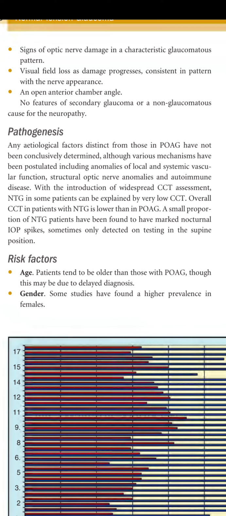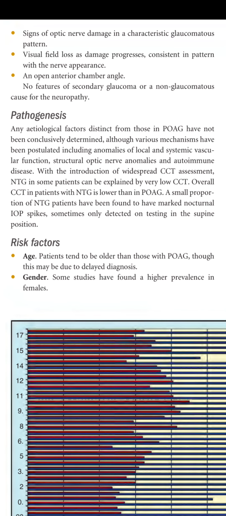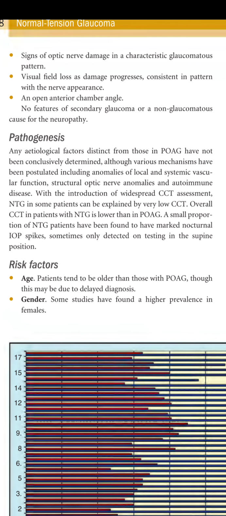So what is the pathogenesis? Any etiological factors distinct from those in POAG have not been conclusively determined, although various mechanisms have been postulated, including anomalies of local and systemic vascular function, structural optic nerve anomalies, and autoimmune diseases. So these are some of the factors considered other than IOP: there can be systemic factors, there can be optic nerve anomalies, there can be autoimmune disease.